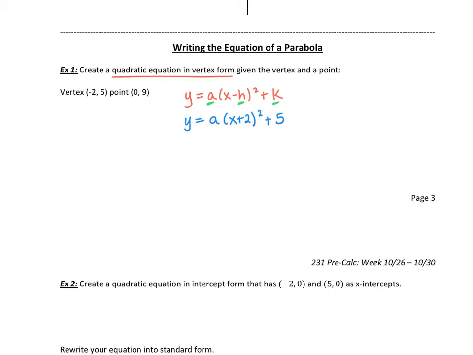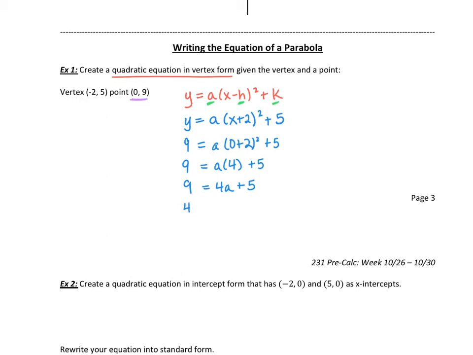So to figure out what a is, I'm just going to use this point 0, 9 that they give me. So I'm going to plug 0 in for x and 9 in for y and figure out what a is. So 9 is equal to a times 0 plus 2 squared plus 5. Simplifying, 0 plus 2 is 2, squared is 4. So I have really 4a, 9 equals 4a plus 5.